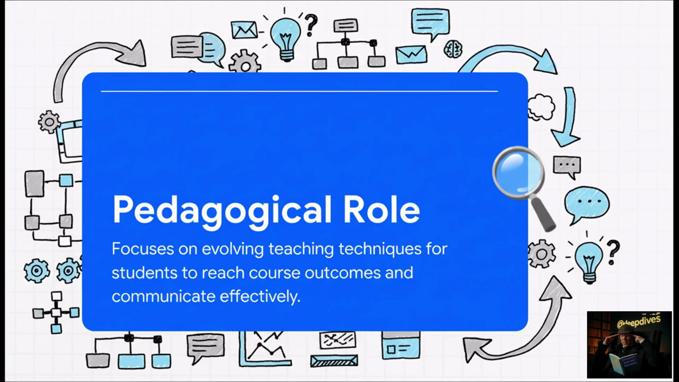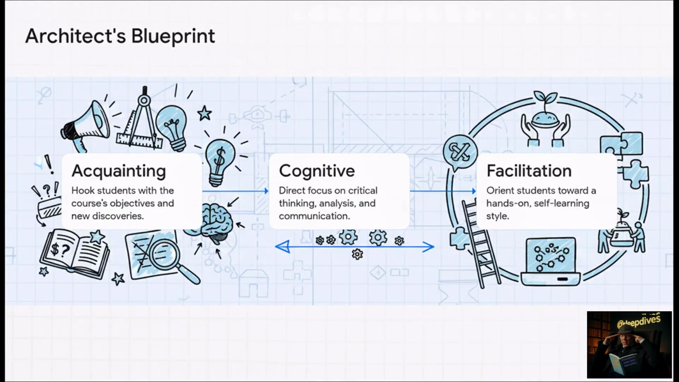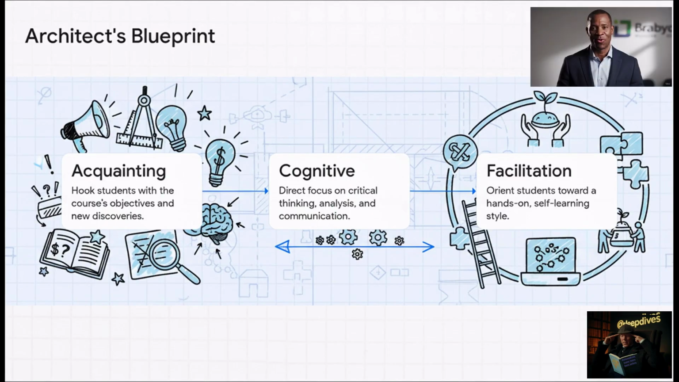It's where you make sure that every single activity, every discussion, is purpose-built to help students think critically and learn how to communicate effectively online. So this blueprint has 3 main parts. First up is acquainting. You got to hook the students, right? Get them genuinely excited about the course and show them exactly what's in it for them.